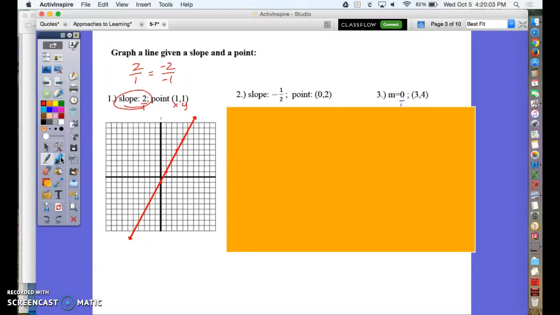So try the other two problems. Start with the point that they give you and then move with the slope, and you will have your line as well. Try 2 and 3, pause, and then press play to go over it.